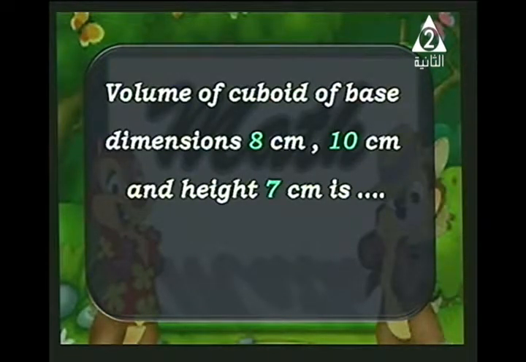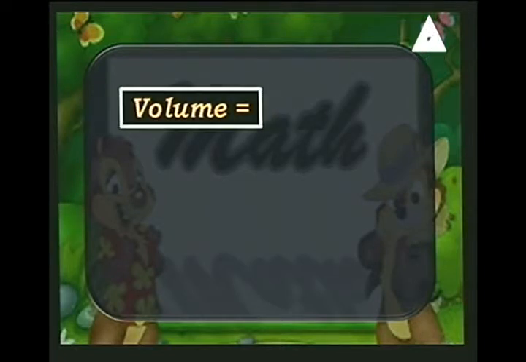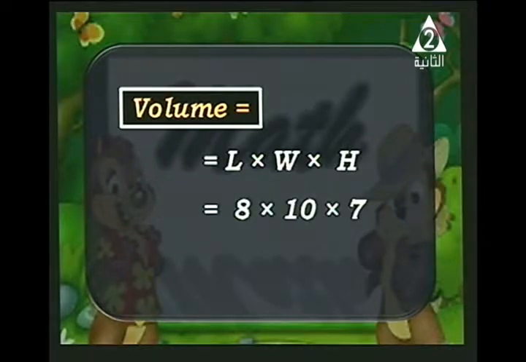Another example. The volume of a cuboid of base dimensions 8 centimeters and 10 centimeters, and height 7 centimeters, is 80, 70, 150, or 560 centimeters squared. First of all, you know that the volume of a cuboid equals length times width times height. So it is 8 multiplied by 10 multiplied by 7. So you are going to obtain a result of 560 centimeters cubed.